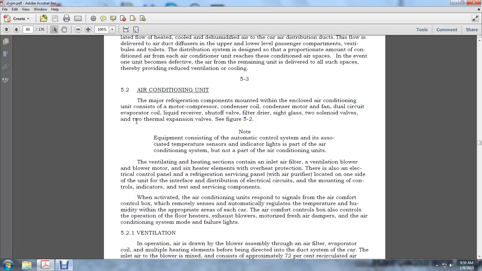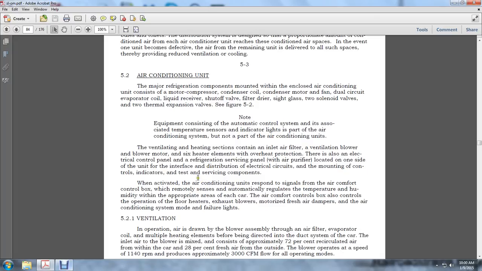When the air conditioner in the two units is activated and responds to the signals, the air comes through the control box, which automatically regulates the temperature and humidity in the approximate areas of each car. The area comfort control operates the floor heaters, the exhaust blowers, the motorized pressure dampers, and the control and air conditioning system mode and failure flasher lights.